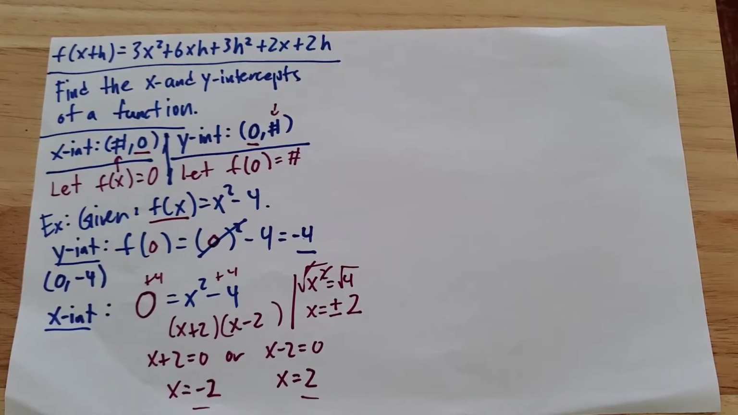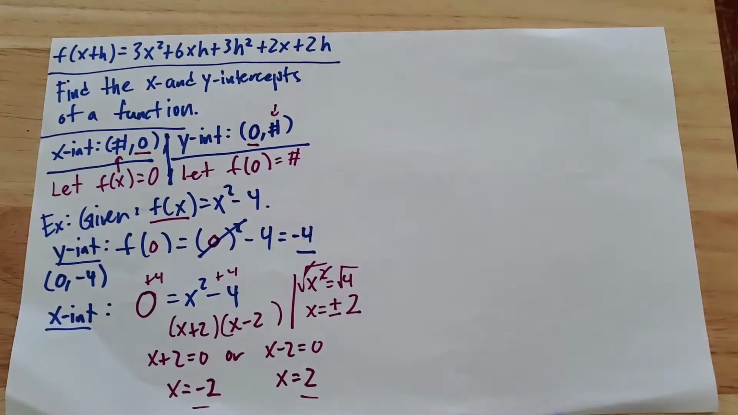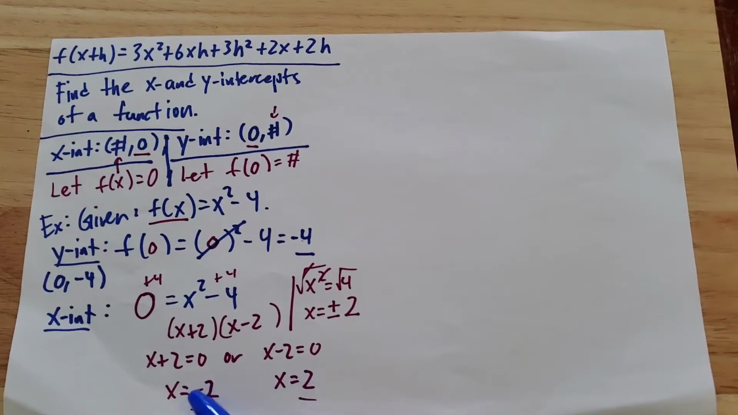But again, I wouldn't just say, let me box these answers, I'm done. When we were just solving quadratic equations, yes, you were done. That's all you had to do. But here, the question was about finding the x and y intercepts. So I had 2 different values of x. So that means I'm going to have 2 different x intercepts.